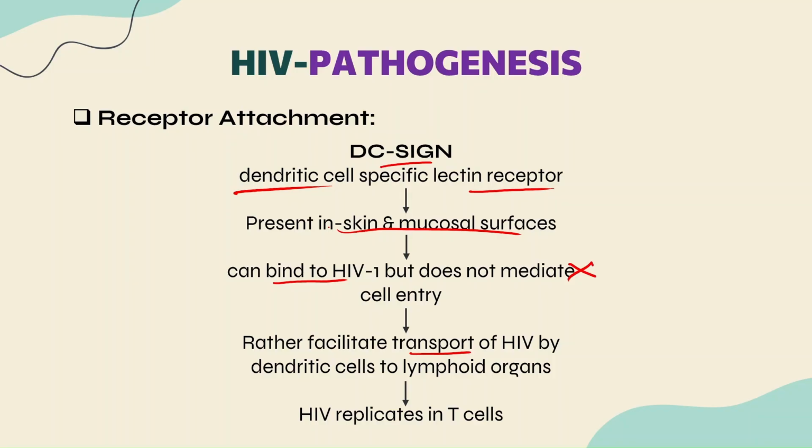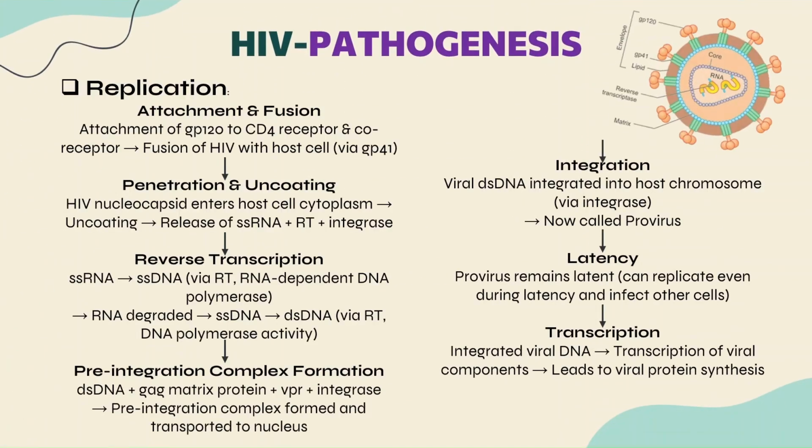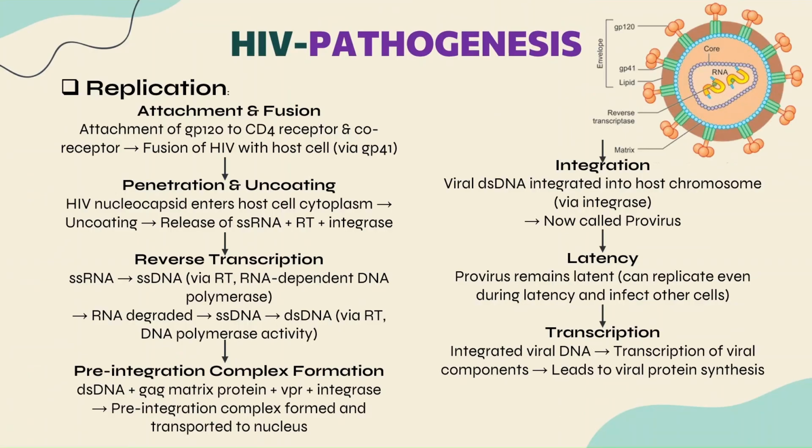Now let's have a look at the replication, how the virus is getting replicated over here, guys. First of all, let me tell you that for the HIV virus to gain entry inside the cell, it has to attach to the receptors. Yes or no? So GP120 is going to bind to the CD4 receptor, which is the main receptor, and it is also going to bind to the chemokine receptor, which is the co-receptor. So it bound to both receptors.